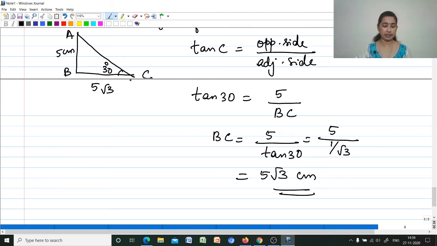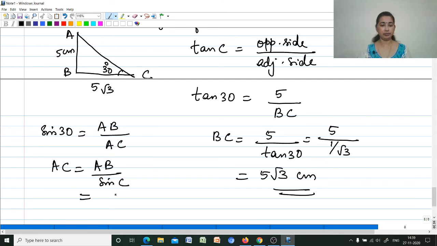Now, in order to get AC, we can go for sine. Sine 30 is equal to opposite side by hypotenuse. Therefore, AC, which is the hypotenuse, is equal to AB by sine 30. The length of AB is 5 divided by sine 30. Sine 30 is 1 by 2, so that is equal to 5 into 2, which is 10 centimeter.